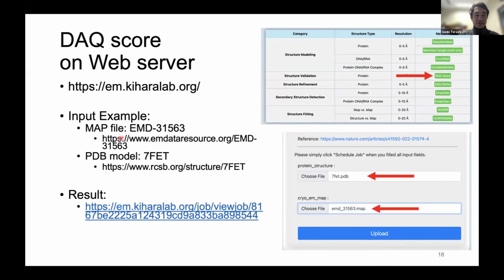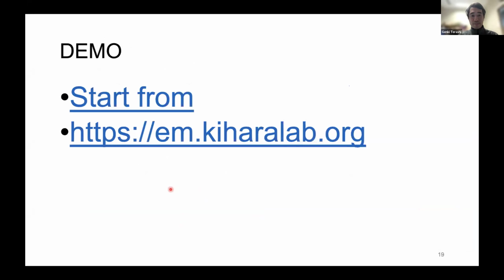So I used one example. This is EMD 31563. This is the COVID-19 spike protein. It's a relatively new protein structure. The result is here. So you can check the result. Okay, so this is the demonstration time. I've shown how to use this web server.